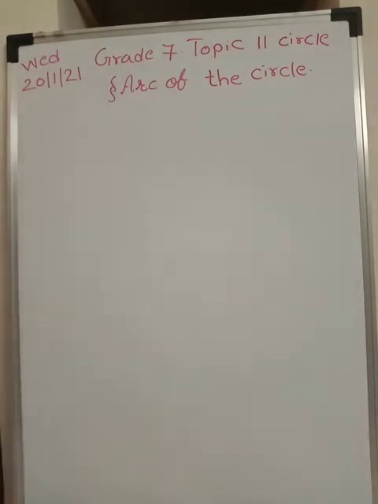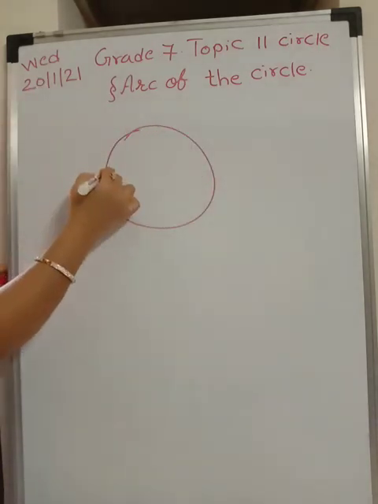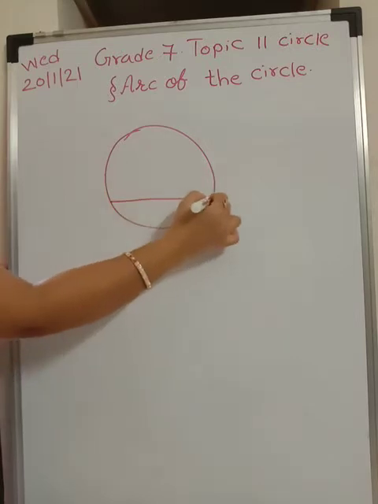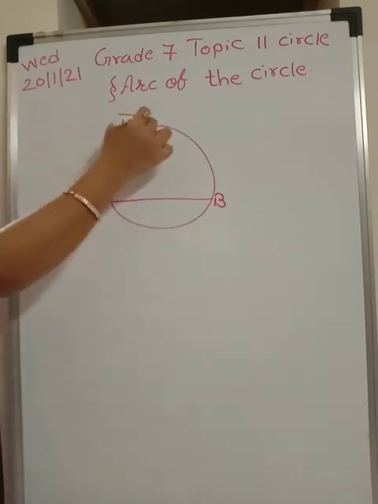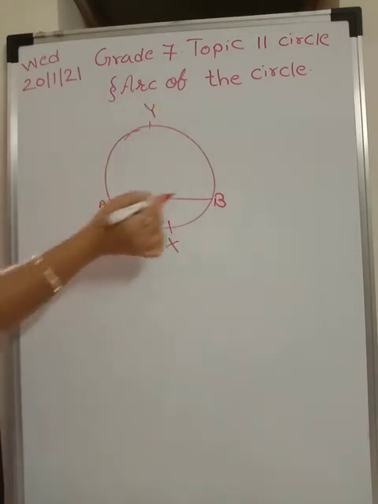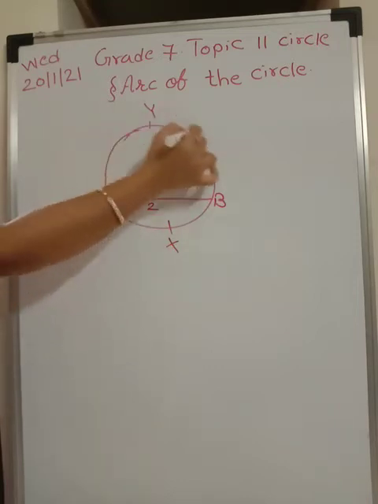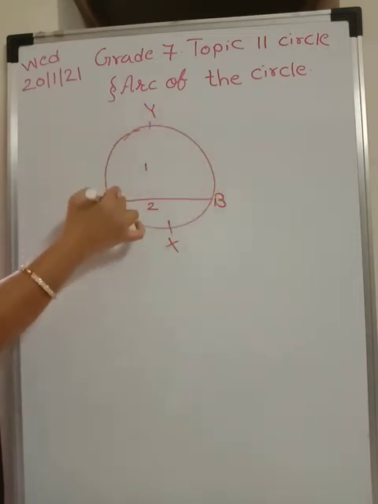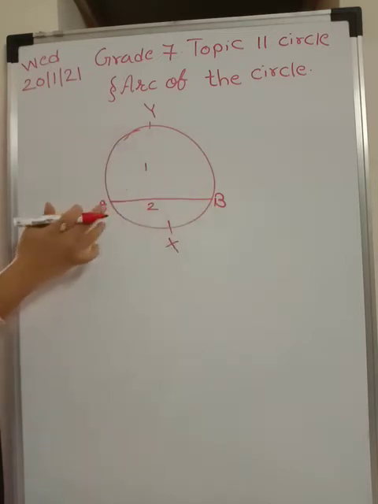Now if I draw a circle, it's a freehand drawing, so just consider this is a circle, okay, and I draw a chord like this. For example, I'm drawing a chord AB. You know what a chord is? Joining any 2 points on the circle gives a segment, and that is a chord. Now if I mark this point as Y and this as X, then this chord is dividing the circle into 2 parts. This is the first part and this is the second part. The first part is bigger, and this arc is smaller. So we have 2 arcs which we have obtained.